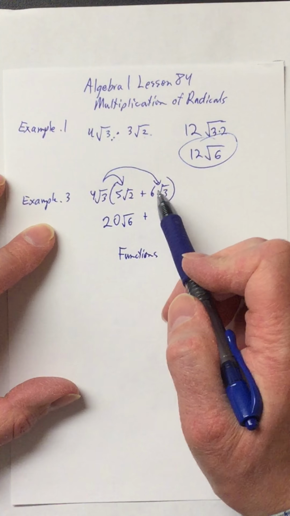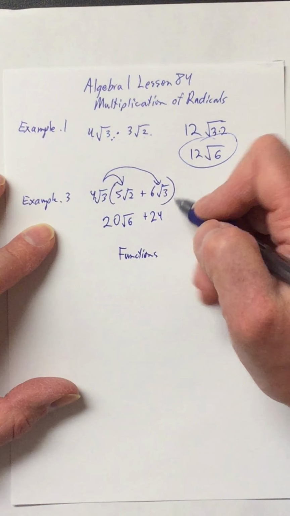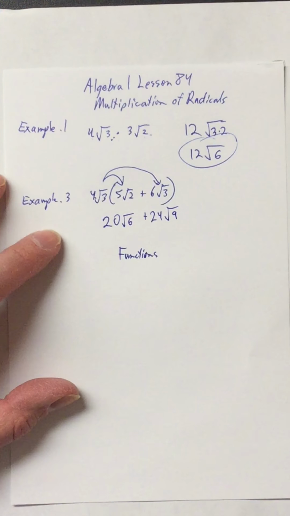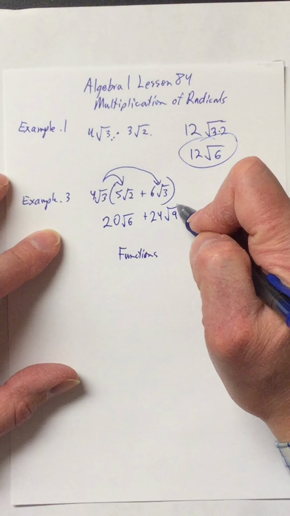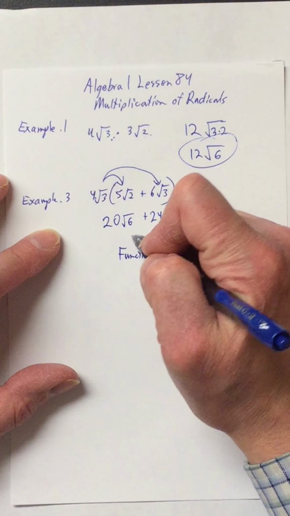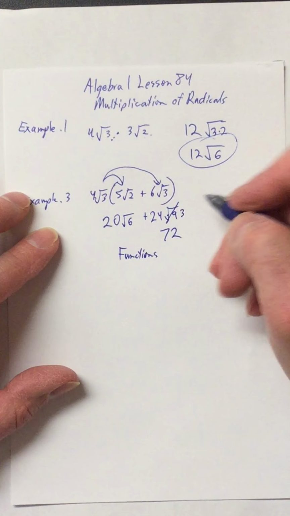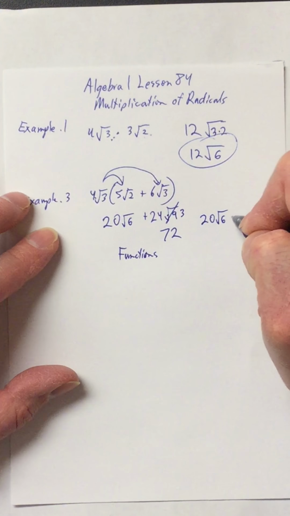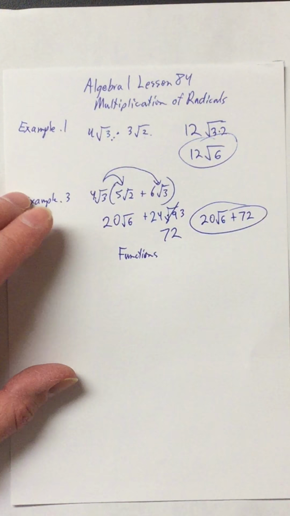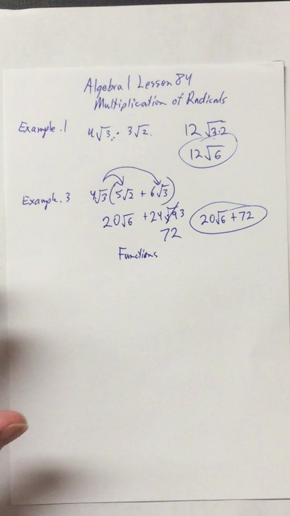And then plus, and then here, 4 times 6 is 24. And we multiply the inside there, square root of 9. However, the square root of 9 is 3. So 3 goes there, but they're still connected by multiplication. So 3 times 24 is 72. So we can rewrite our answer as 20 square root of 6 plus 72. All right. Look at the other examples if you need a little bit more help on that. But basically, the first parts get multiplied together, and then the second parts get multiplied together.